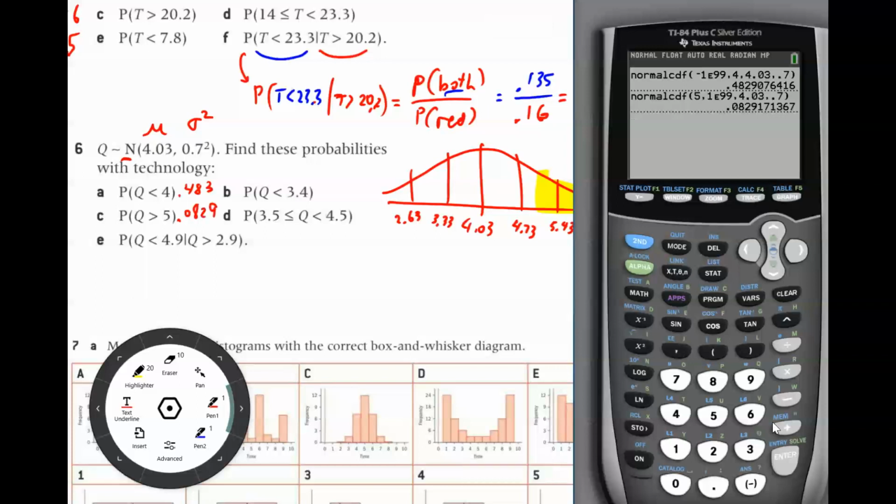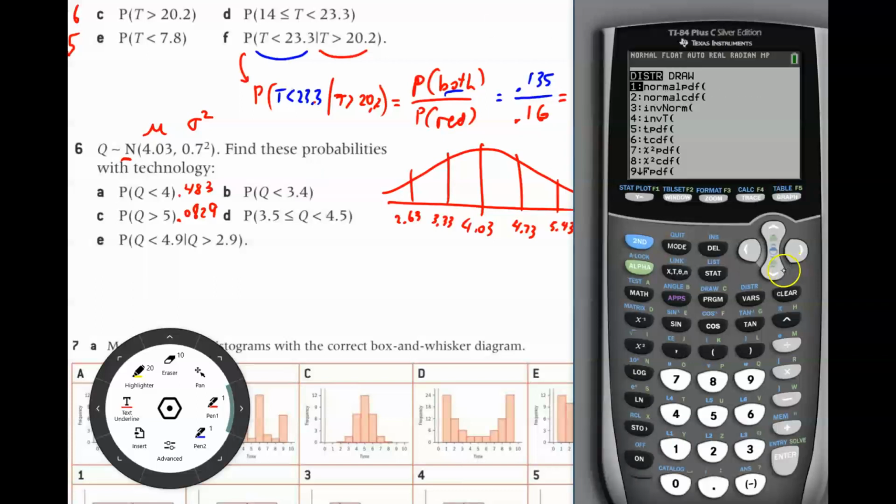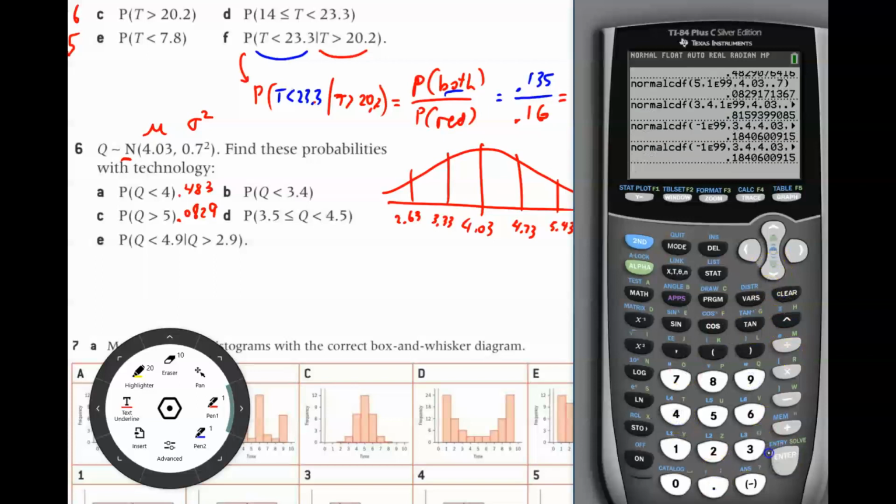Now I'm going to do greater than 3.4. Okay, it's not greater than 3.4. It's less than 3.4. So let's do less than 3.4. The right boundary is 3.4, and the left boundary is going to be negative 1E99. So let's do that. normCDF, negative 1E99, and then the right boundary is going to be 3.4. And then the mean and the standard deviation are the same. I'm going to paste that. And I get 0.1184.